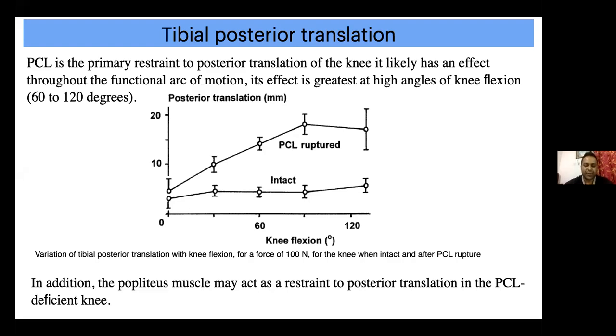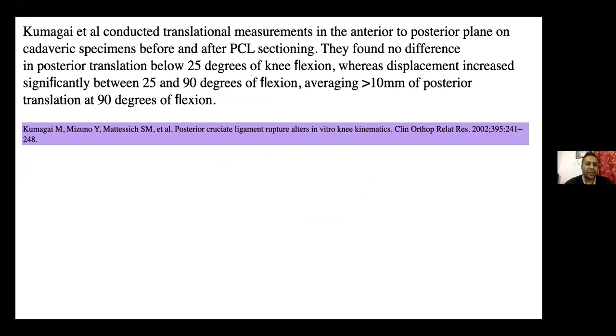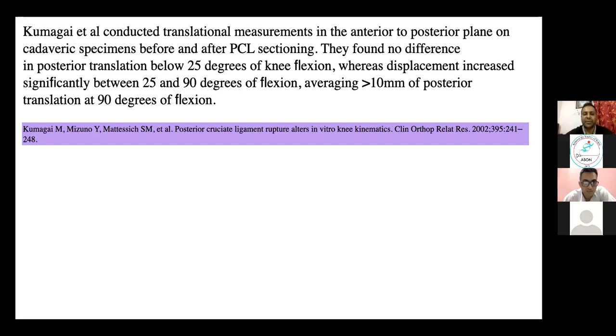In addition, the popliteus muscle may act as a restraint to posterior translation in the PCL deficient knee too. Kumagai M. et al. conducted translational measurement in the anterior to posterior plane on cadaveric specimens before and after PCL section. They found no difference in posterior translation below 25 degrees of knee flexion, whereas displacement increased significantly between 25 and 90 degrees of flexion, and on average there was more than 10 mm of posterior translation at 90 degrees of flexion.